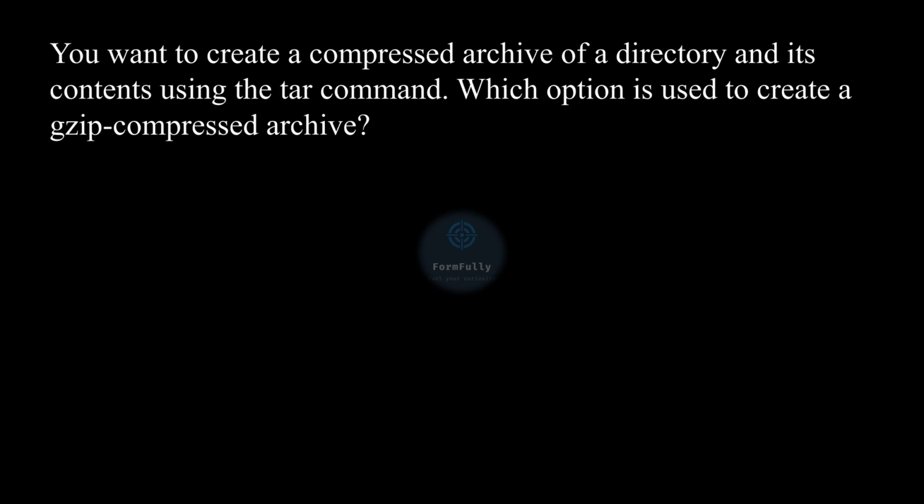The next scenario question. You want to create a compressed archive of a directory and its contents using the tar command. Which option is used to create a gzip compressed archive? Options are -c, -z, -x, -t. The correct option is -z. This option is used with the tar command to create a gzip compressed archive. The other options: -c is used to create an archive, -x is used to extract files from an archive, and the -t is used to list the content of an archive.